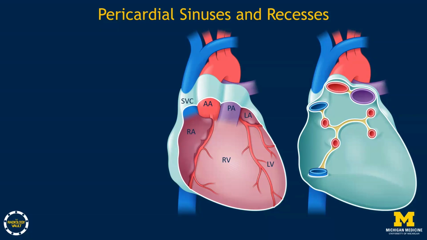To explain that, let's imagine that we are looking at the heart and the pericardium from the front. Let's imagine that we removed that anterior portion of the pericardium, and this is what we are going to see. We are going to see part of the ascending aorta, part of the pulmonary artery, distal portion of the superior vena cava, part of the left atrial appendage, and portions of the right atrium and left ventricle, and the right ventricle.